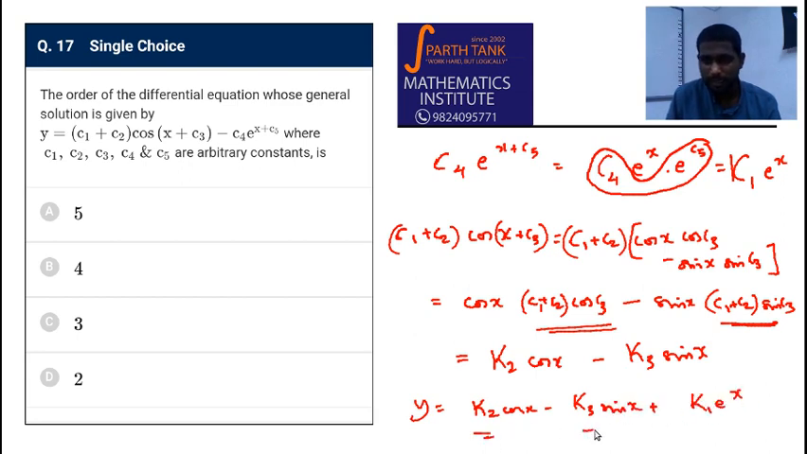So there are only 3 arbitrary constants in this problem. So the correct answer is option C, 3, not 5. See how you can combine the arbitrary constants and make them 1. Any product of arbitrary constants, or a division of arbitrary constants by another arbitrary constant, or log of an arbitrary constant, or e raised to an arbitrary constant, they are all arbitrary constants. So combine them all together and then you get that it is 3.